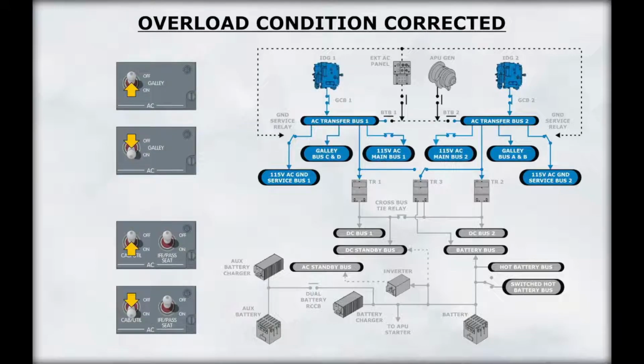When the overload condition is corrected, such as bringing another generator online, the main buses, galley buses, and IFE buses are automatically restored. Galley and main bus power can also be manually restored by moving the galley switch or the cabin utility power switches to off and then back to on.